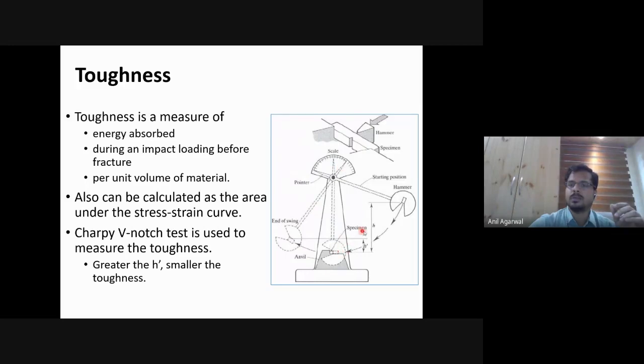And the amount of energy it will absorb in the process can be determined because there is a hammer here, this is the hammer, that is released from a particular height. It comes down, hits the specimen, and on the other side it goes to a certain height. H prime is this height and H is this height. So the difference between the two heights tells us how much energy was absorbed by the specimen, and that is a parameter that governs the toughness. So if the toughness is very high, your H prime will be low. If the toughness is low, your H prime will be almost as high as H.